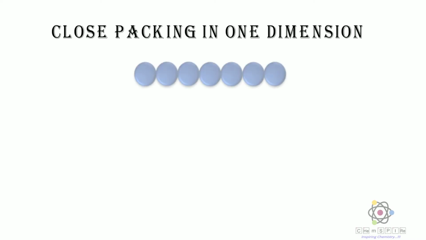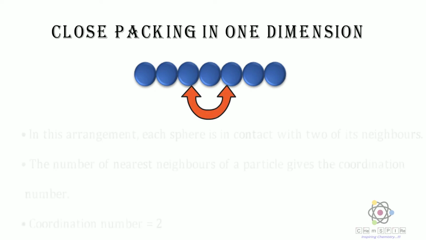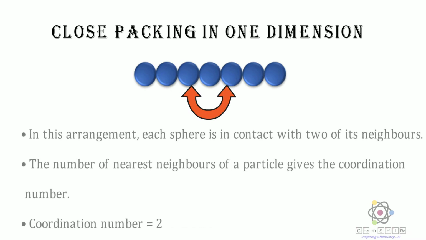Close packing in 1 dimension. There is only one way of arranging spheres in a one-dimensional close packed structure, that is, to arrange them in a row and touching each other. In this arrangement, each sphere is in contact with 2 of its neighbors. The number of nearest neighbors of a particle is called its coordination number. So here, the coordination number is 2.